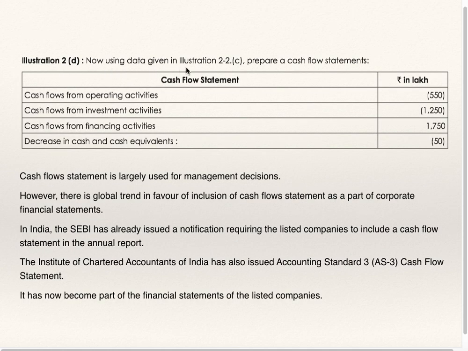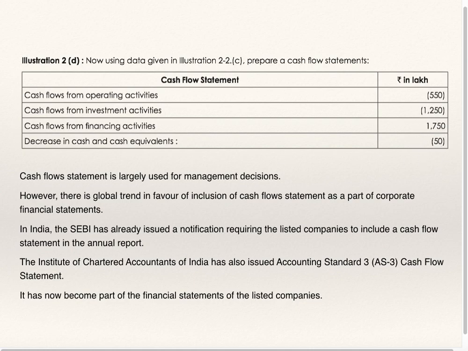Illustration 2D. Now using the data given in illustration 2 to 2C, prepare the cash flow statement. Cash flow from operating activities negative 550. Cash flow from investment activities negative 1250. Cash flow from financing activities 1750. So if you add minus 550 minus 1250 plus 1750, you will get minus 50. Decrease in cash and cash equivalent.